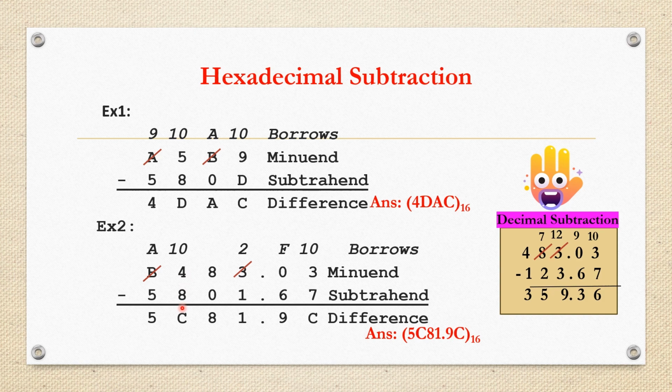Now 4 minus 8 is not possible. You have to borrow from here. If you borrow, B will become A. And here it is 16. This 10 is equivalent to 16. 16 plus 4 is 20. 20 minus 8 is 12. 12 is a C in hexadecimal. And here it is 10 minus 5 is a 5. So this is the way hexadecimal subtraction goes.